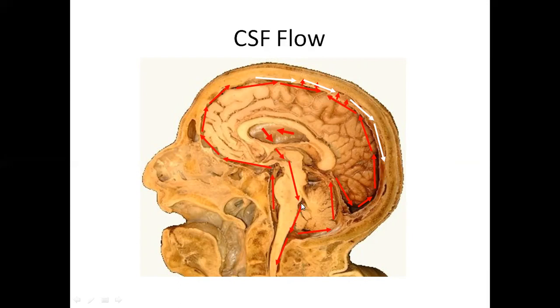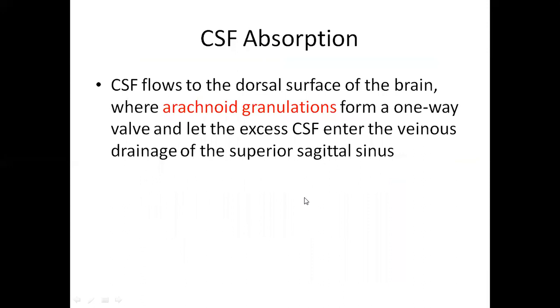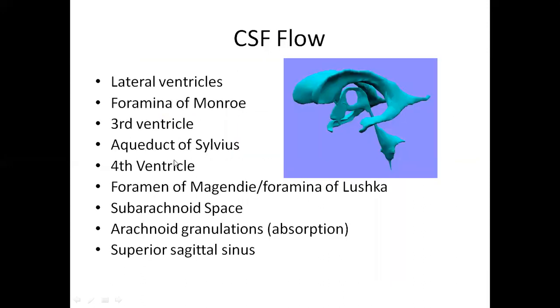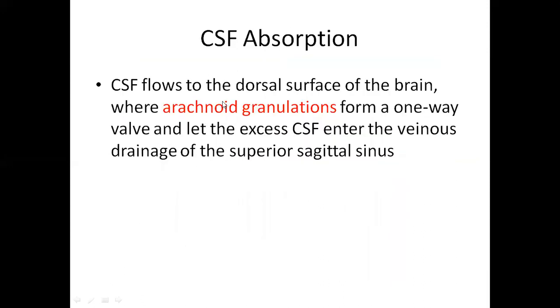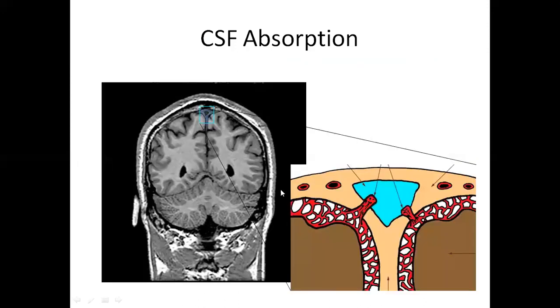Not only that, the CSF present in the fourth ventricle continues in the central canal of spinal cord. Then the CSF flows to the dorsal surface of the brain, where we have arachnoid granulations which form a one-way valve and let the excess CSF enter into dural venous sinuses. Nothing but the venous drainage, that too it is draining into superior sagittal sinus.